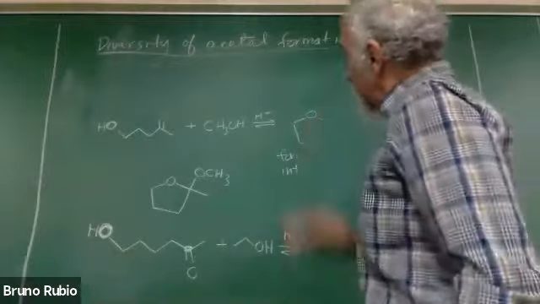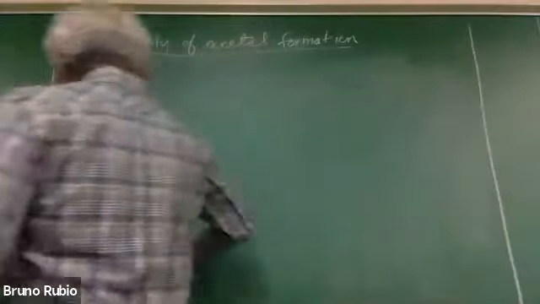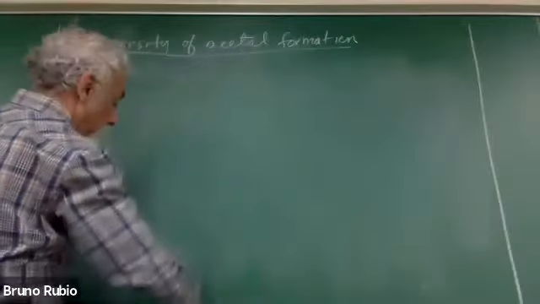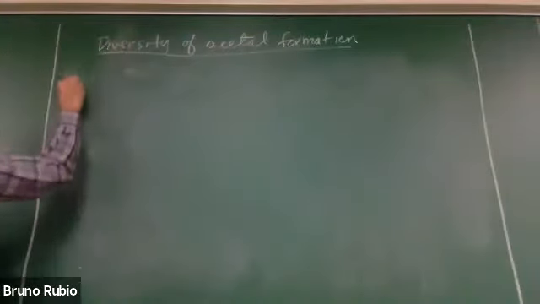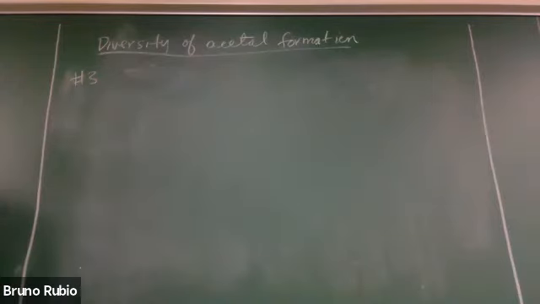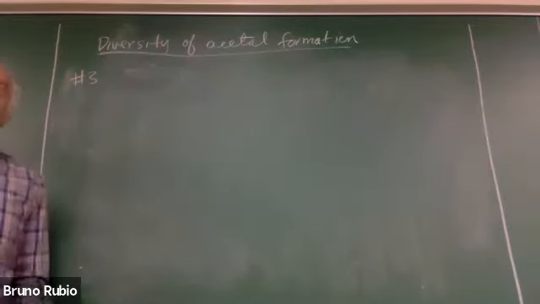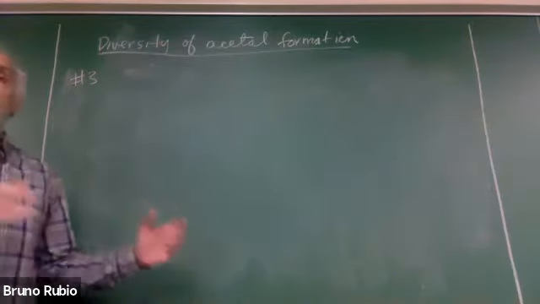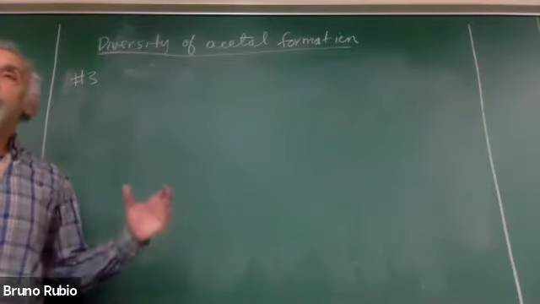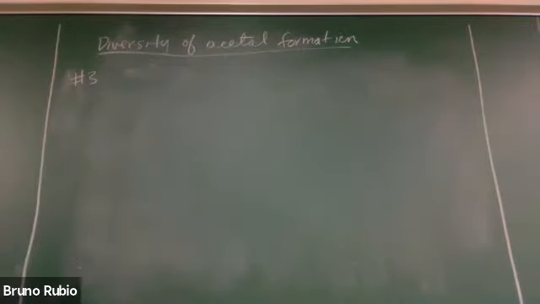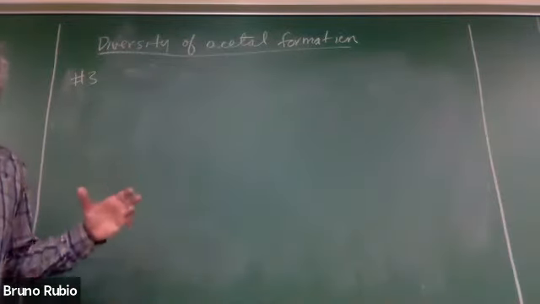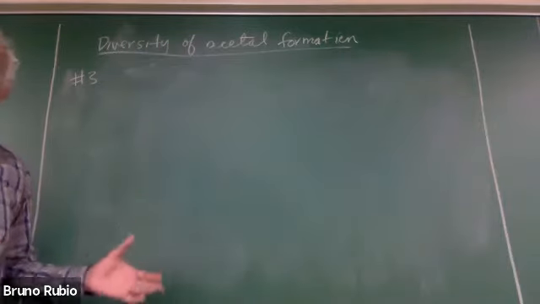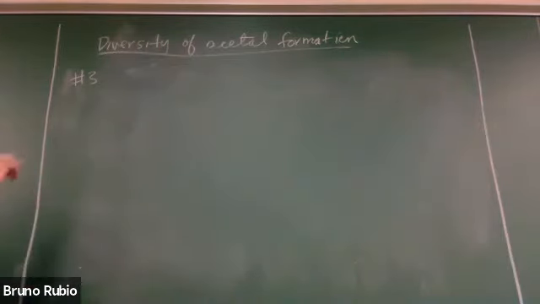Continuing to talk about the diversity of acetal formation. Okay, case number 3 would be, again, the recipe for the hemiacetal is an aldehyde or ketone plus 2 OH groups. But what if the starting aldehyde or ketone has 2 OH groups already in the molecule in which it lives? So that could be something like this.